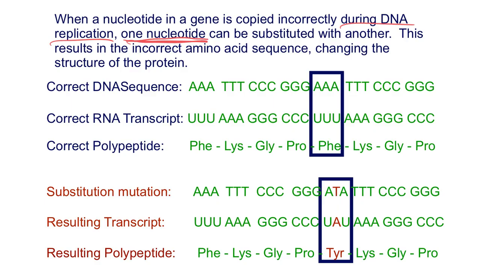So here's the correct DNA codon. I don't want to say codon, but here's the correct messenger RNA codon, and there would be the amino acid that would match that. Now, what happens if accidentally a thymine was put in instead of adenine during replication? Well, what that's going to do is change the codon. So instead of U, there's going to be an A there.